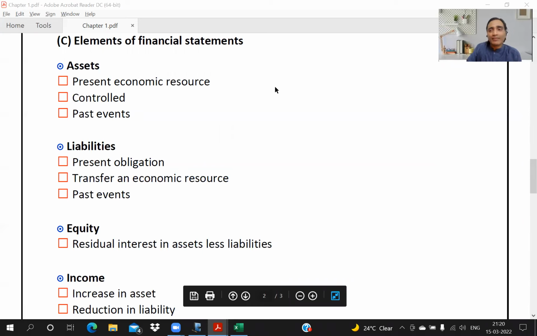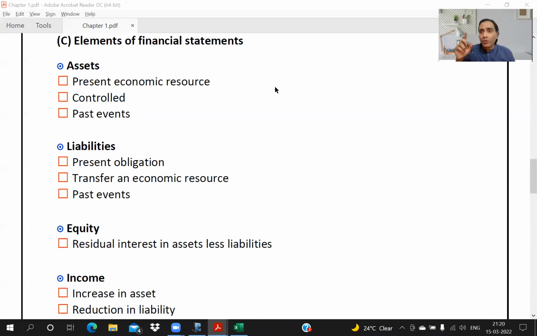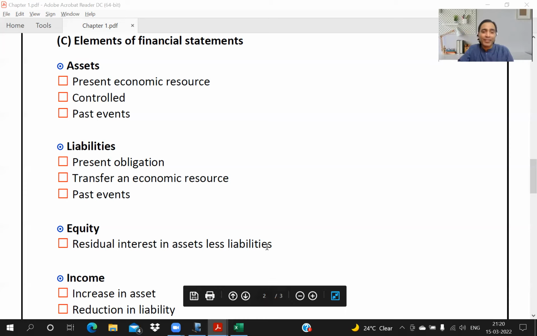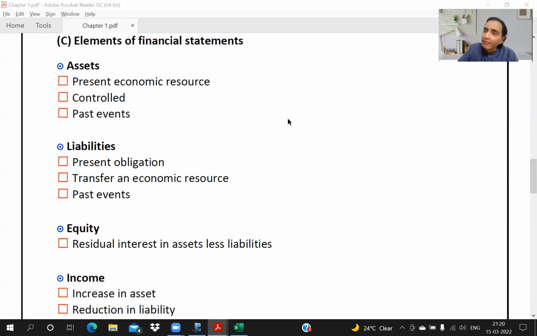goodwill. Is goodwill an intangible asset? Ishika will reply to it. Let me check. So, yeah. Is goodwill an asset? Purchased goodwill is an asset. Very good. Why? Because we have purchased it. Perfect. Very good. Perfect.